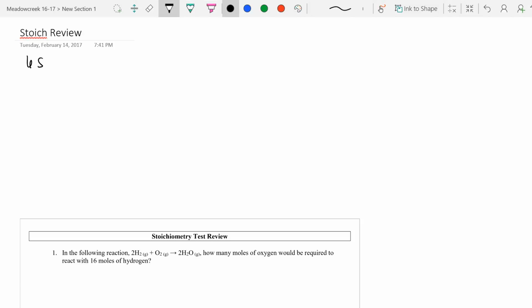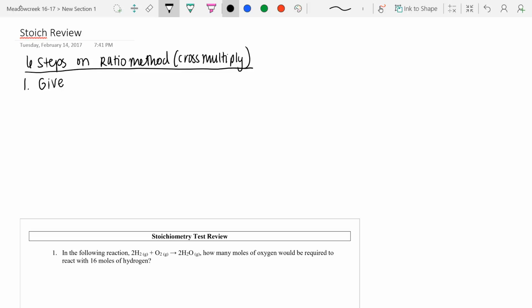So one, we have 6 steps on our ratio method, okay, of cross multiplying. Okay, and I want to just write down these 6 steps just like we did in class. So if you didn't write them down or you weren't in class, you have them. So remember, our first step is we always write down the given, okay, whatever's given to us in the problem. The second thing is we set our problem equal to x, find, okay, and your find are the units they're looking for.